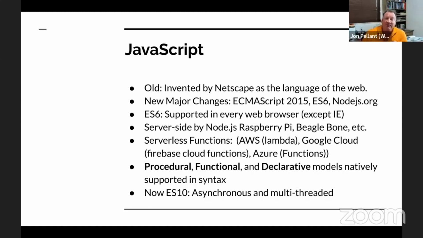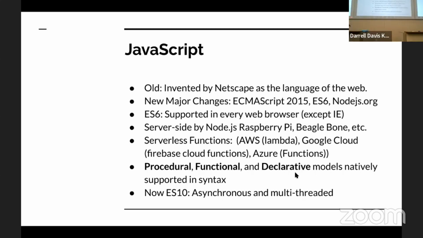It just exploded from the pigeonhole as being a web or browser language to be able to do stuff in the back office and on the back end. Node.js came out of this, and Raspberry Pi, BeagleBones, they all have Node or Node-RED, or the ability to run Node on it. And then the cloud environments jumped right on this bandwagon as well. AWS Lambda, Google Cloud Functions, and Azure Functions can all be written in ES6.